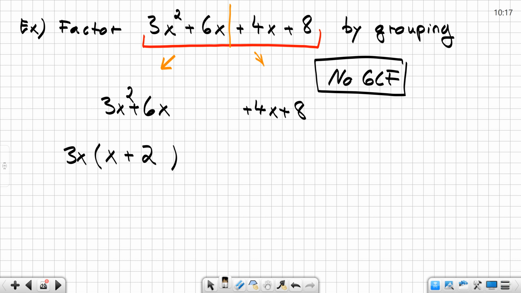Now I'm looking at the second problem here, positive 4x plus 8. Greatest common factor between these two is, let's see, that would be a positive 4. And if I pull out the 4 out of my first term, I'm left with the x. And if I pull out the 4 out of my second term, I'm left with the 2. And if I now step backwards and I look at my problem, then I have something just like before.